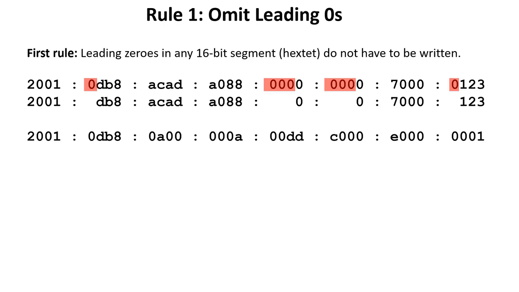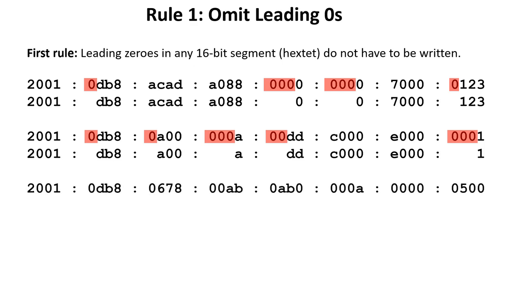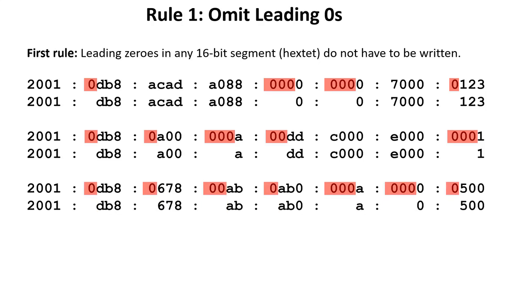Here is our next example. Once again, you can see that only leading zeros have been omitted, not trailing zeros. And the same holds true for our last example. You will notice that in all 3 examples, only leading zeros were omitted, not trailing zeros. Otherwise, we wouldn't know which zeros were omitted, leading zeros, trailing zeros, or both. Using this first rule, we know that it is only leading zeros that are omitted.